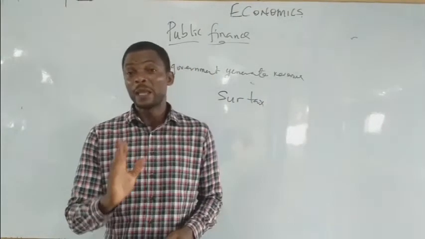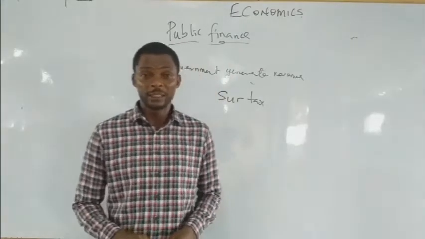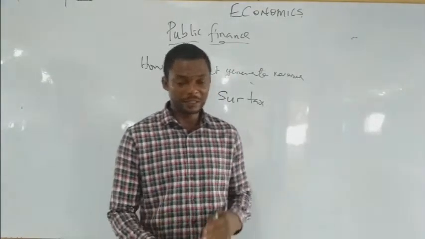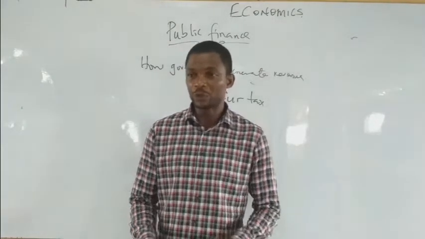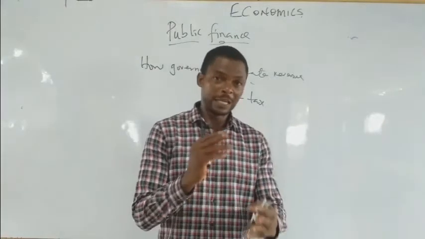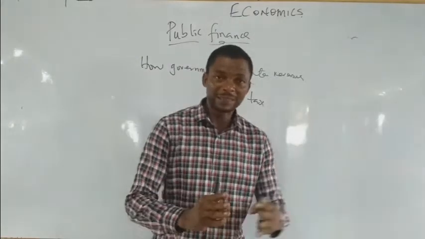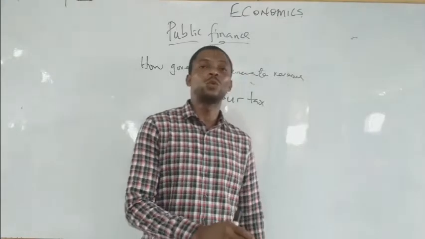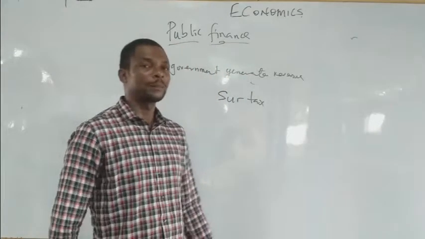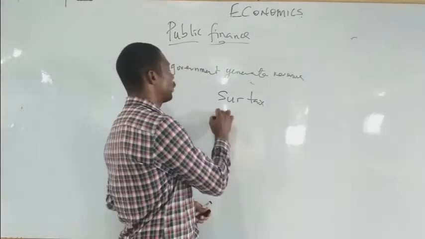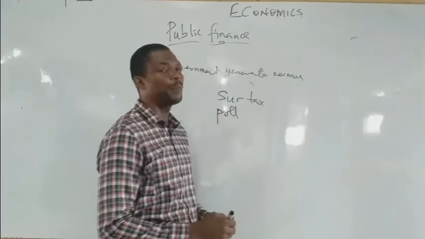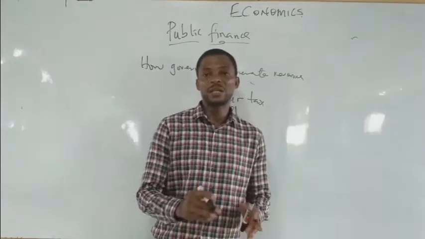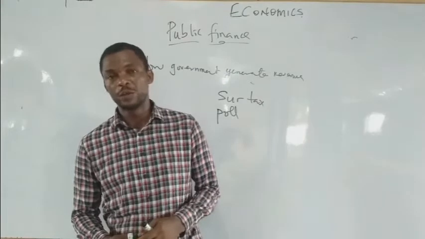Tax paid by excessive income earners. There are some shakers and movers of the society that, because of their earnings in the society, are expected to pay certain tax, and such a tax is referred to as what? A surtax. Then the next one is what? A poll tax. A poll tax is a tax paid by low income earners. It's a flat rate of tax paid by low income earners.